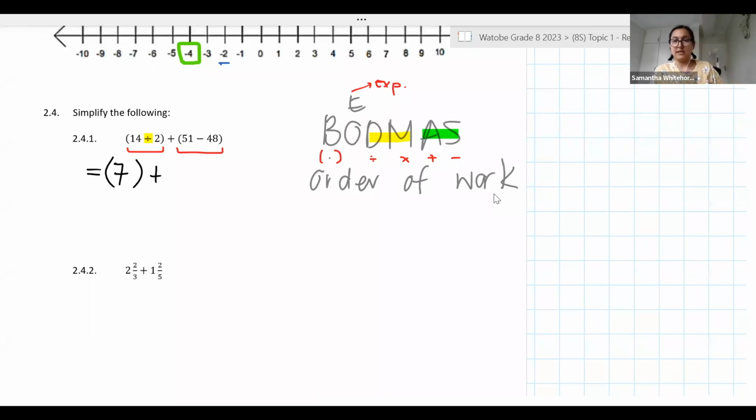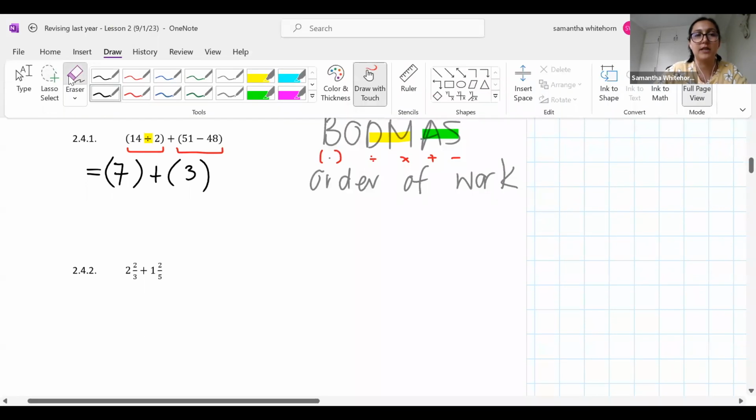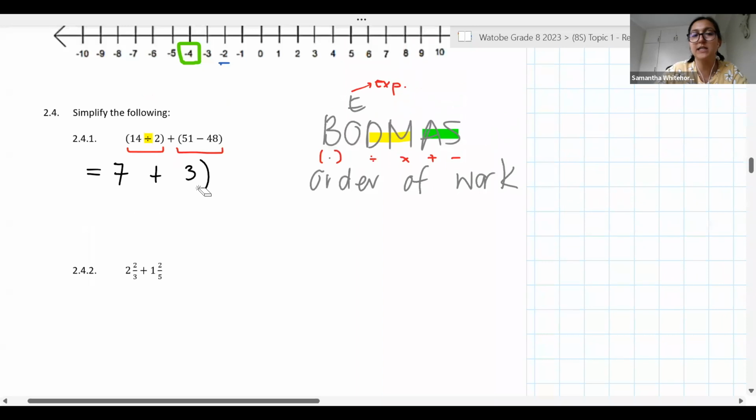Excellent, guys. Nice. Well done. Okay, in the chat quickly, what is 51 minus 48? Good, well done. 51 minus 48 is 3. Now, guys, once you've actually simplified the brackets, you don't need to write the brackets anymore. So if you take away these brackets, that's absolutely fine because you've dealt with the brackets. It's done. The brackets no longer need to be there.